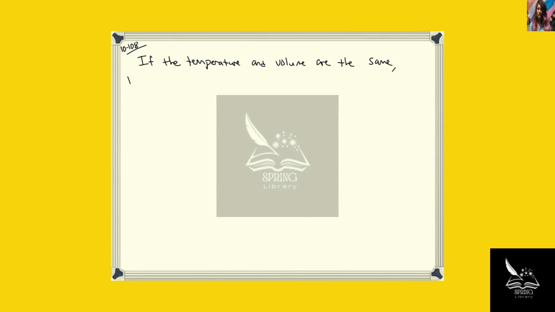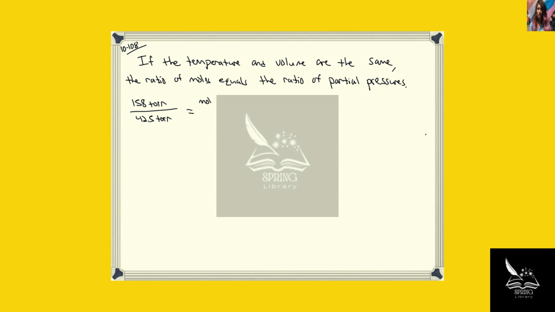This way, a ratio of moles is equal to a ratio of partial pressures. So we were given the two partial pressures. We have a pressure of oxygen of 158 torr and that of helium of 42.5 torr. So this ratio will be equal to the ratio of moles: the moles of oxygen, which we don't know, corresponding to this partial pressure, divided by the moles of helium, which we can calculate, corresponding to this partial pressure.